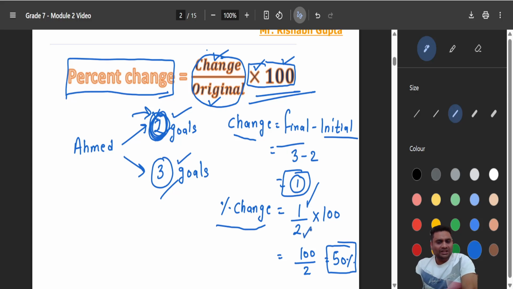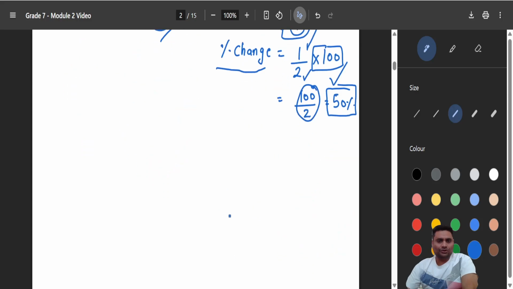The actual or the initial value goes down, and then multiply it by 100 to change into percent. Solve, get the answer. Okay, let's try some questions now.